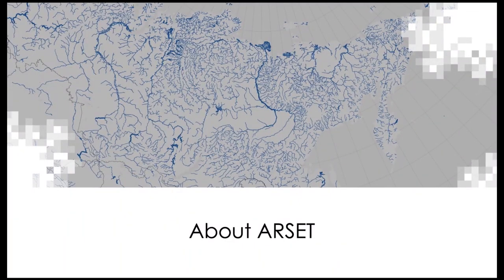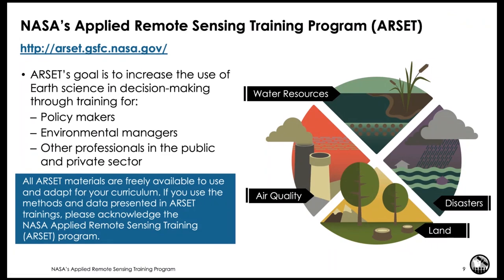So about ARSET. ARSET's goal is to increase the use of earth science in decision making. And so the trainings are meant for policymakers, environmental managers, and other professionals in public and private sectors. All the material that we present are freely available through the ARSET website. If you use the methods and data presented in ARSET trainings, we request that you acknowledge the NASA Applied Remote Sensing Training Program for that. But then you can use it and customize the material for your own use.